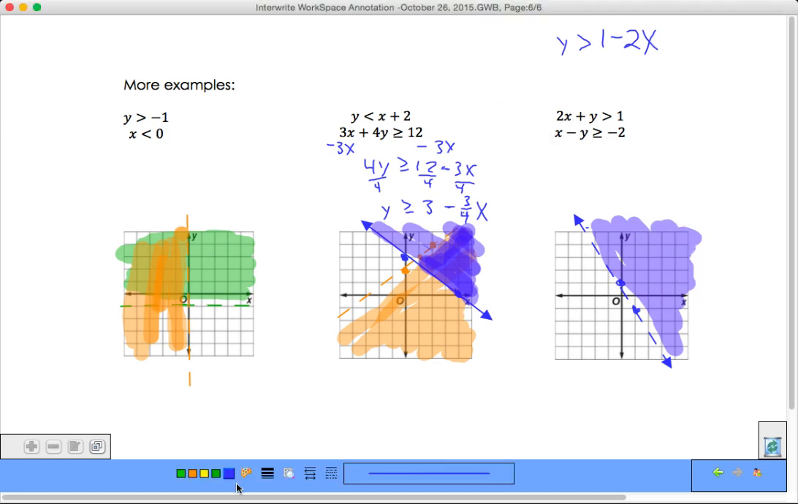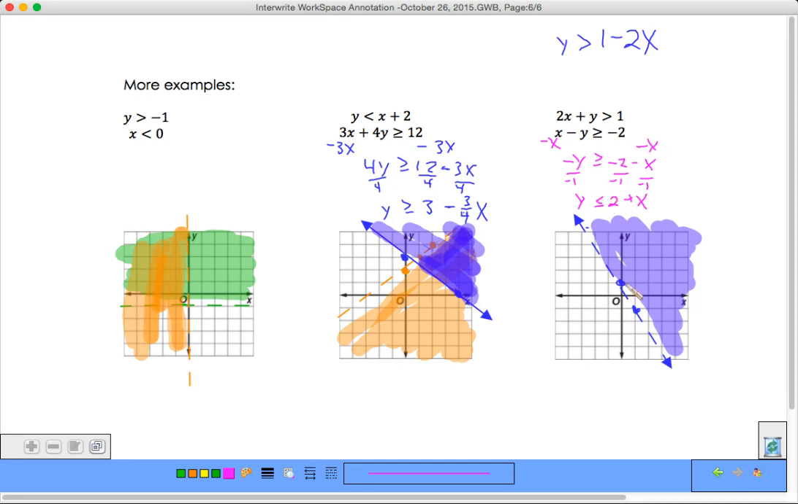So on the second equation, I need to subtract x, which gives me negative y is greater than or equal to negative 2 minus x divided by negative 1. And it gives me y is less than or equal to 2 plus x. Remember that I divided by a negative, so I flip my sign.